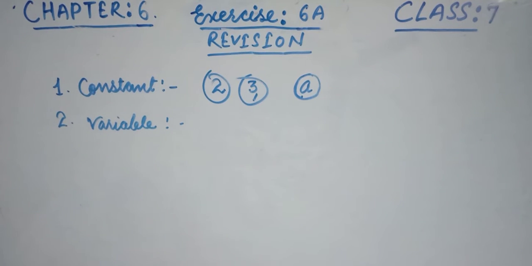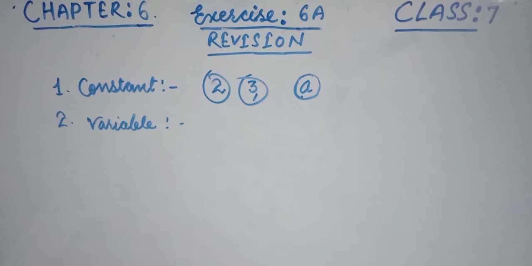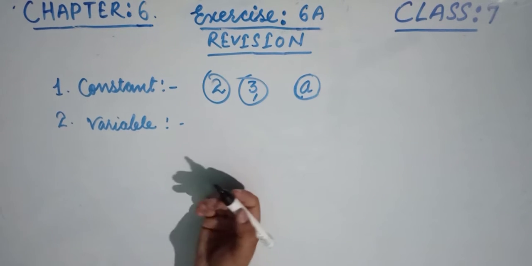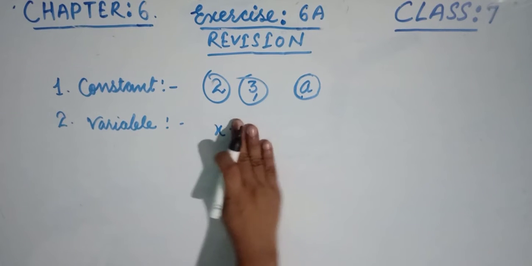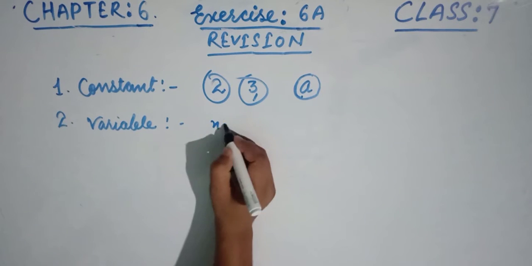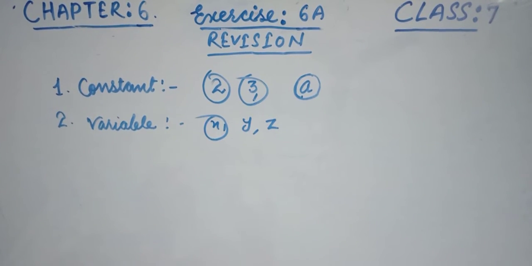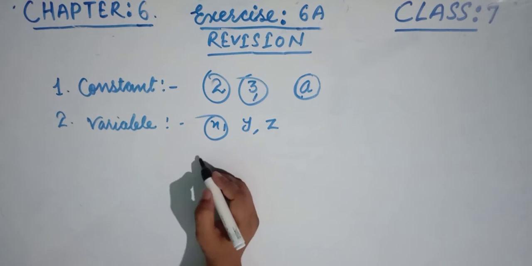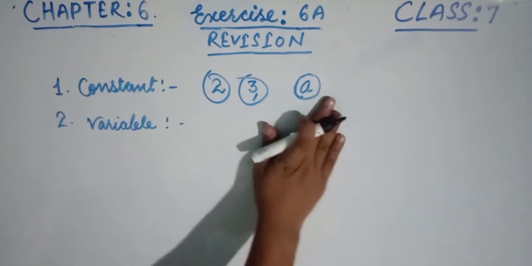Now second term, friends, variable. So the variable means, friends, a symbol which takes various numerical values, that is called the variable. Variables are also used in terms of alphabetical terms like x, y and z. Suppose x is the variable, so x can take the values from situation to situation. Suppose sometimes x will take 1, 2, 3, etc. according to the situation.